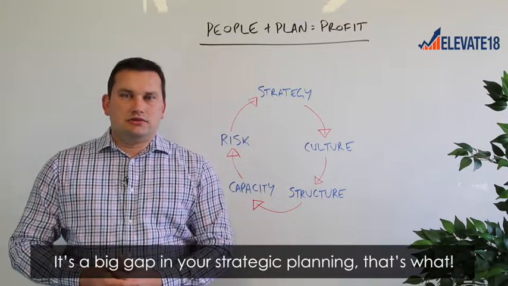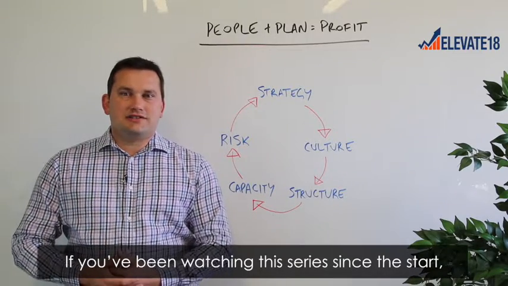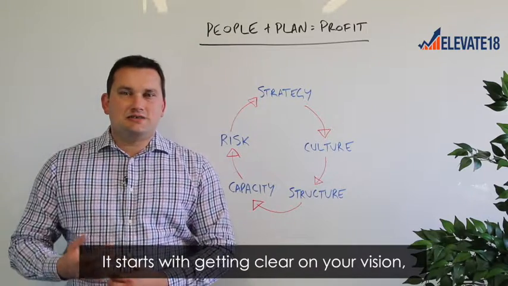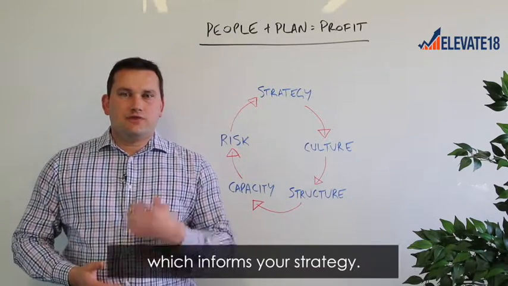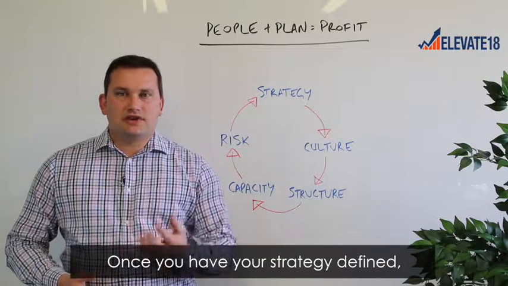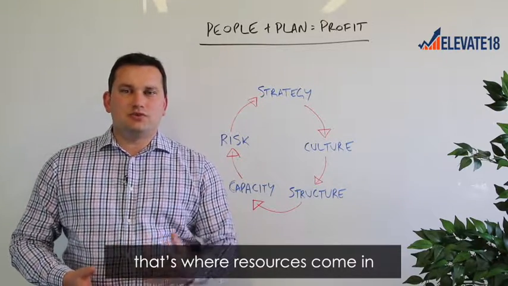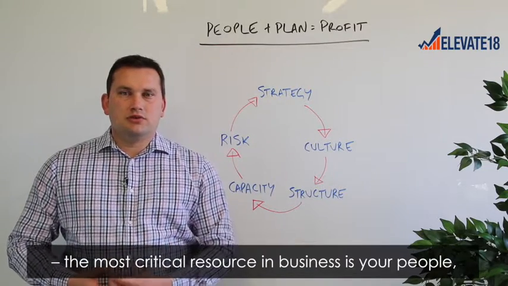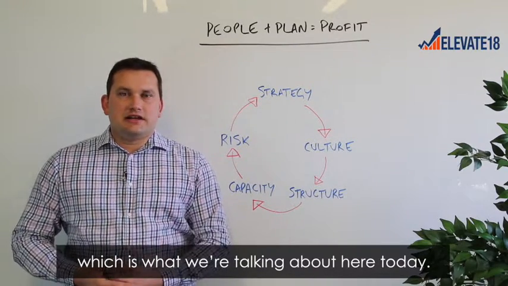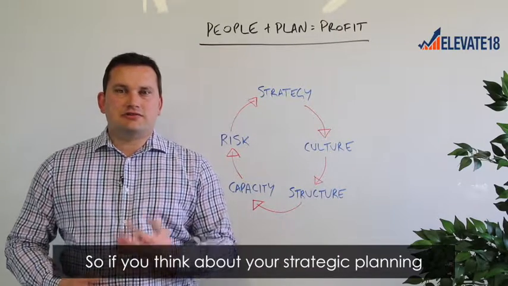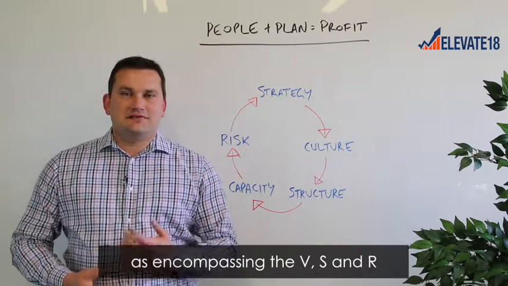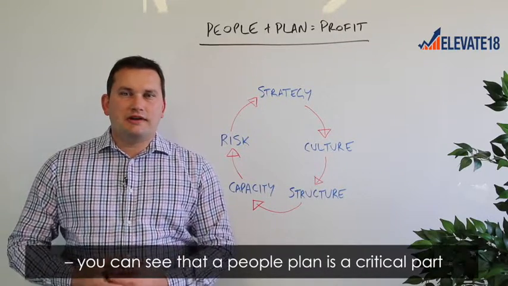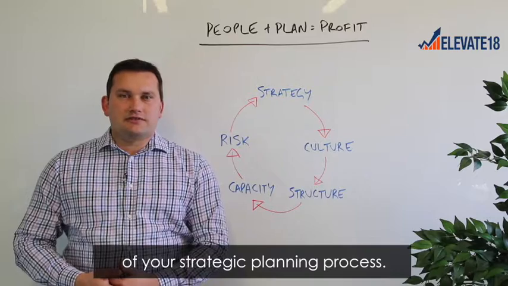That's what. If you've been watching this series since the start, you'll recall me talking about the VSRE model. And it starts with getting clear on your vision, which informs your strategy. Then once you have your strategy defined, that's where resources come in, and the most critical resource in business is your people, which is what we're talking about here today. So if you think about your strategic planning as encompassing the V, S and R, you can see that a people plan is a critical part of your strategic planning process.